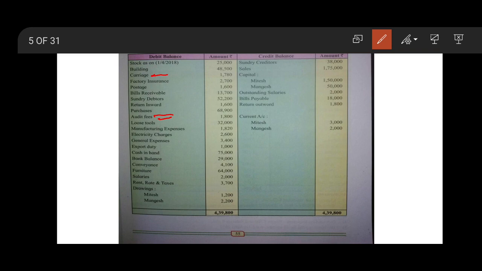The next is regarding building. Find out the second item is building, so mark it out. Then furniture is here, so mark out the furniture. Then provide interest on partners' capital. The partners' capitals are given here, Mitesh and Mangesh. Then goods were taken by Mangesh for personal use, that is not marked. And then write off bad debts and RDD on sundry debtors. So mark sundry debtors here, you can find sundry debtors here.